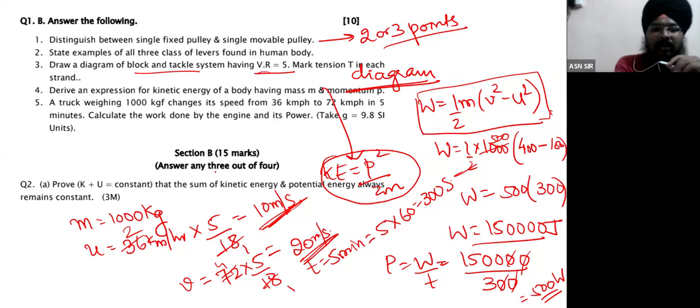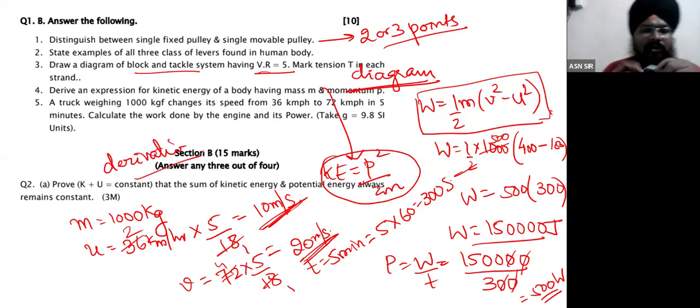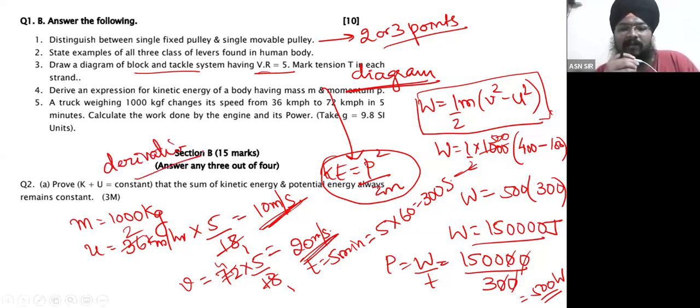Section B, you need to answer the first question, K plus U is constant. You need to derive this. So this is a derivation again, which is there in our text. You might have understood this. K plus U is constant, that we need to derive.